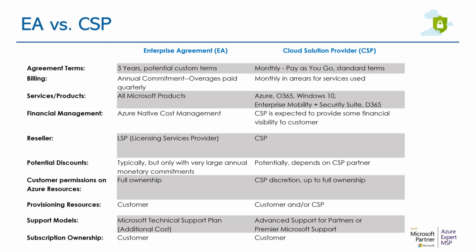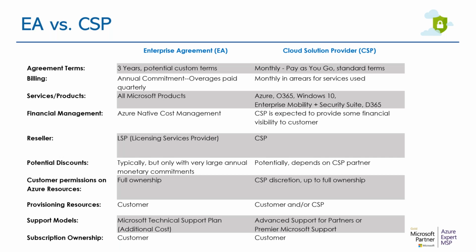On potential discounts, with EAs we have seen some modest discounts, but more and more we're seeing that unless you have an extremely large annual monetary commit, we're not seeing a lot of discounts off of the retail pricing for Azure, at least. And on the CSP, potentially you can get some discounts. It does depend on the CSP partner and how they potentially wrap some other services in there and how they want to transact. So that is up to their discretion.